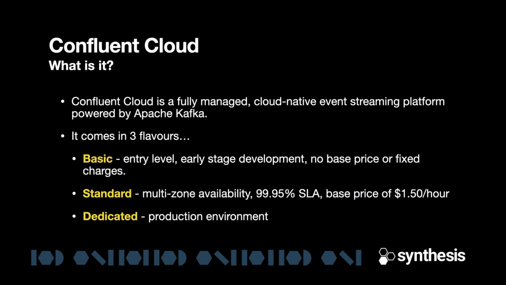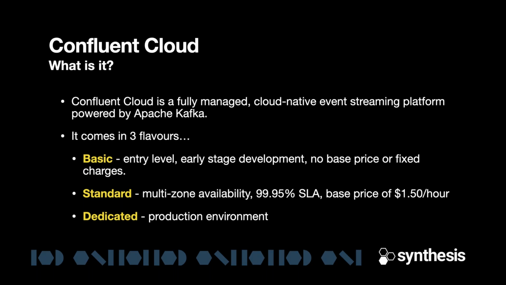Confluent Cloud is really a fully managed cloud-native event streaming platform powered by Apache Kafka. It comes in 3 flavors. The basic one is very simple. It's on a single zone, and it's suitable for early stage development, and there's no base price or fixed charges. So it scales down to 0 if you're not using it.